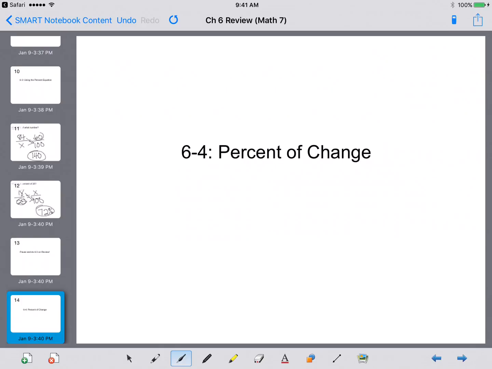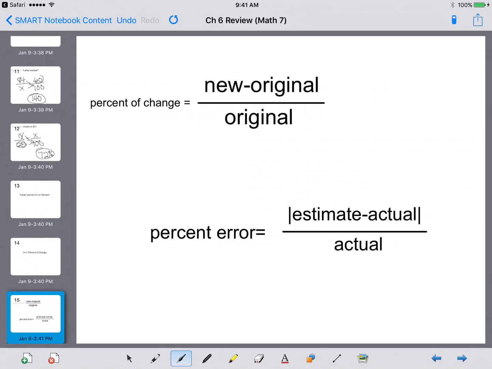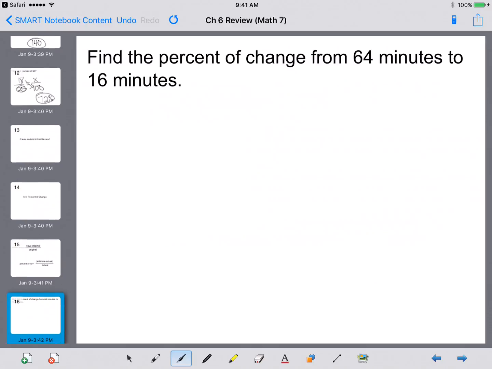Now we got 6.4, percent of change. So our percent of change equations are new minus original divided by original, or new minus original over original. And percent error is the absolute value of the estimate minus the actual over the actual. And remember, absolute value just makes sure everything is positive. Absolute value has 0 negative numbers.